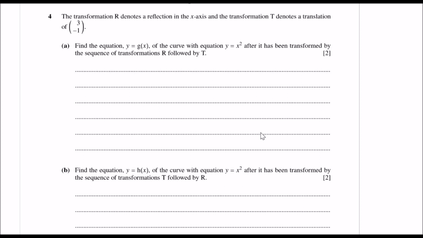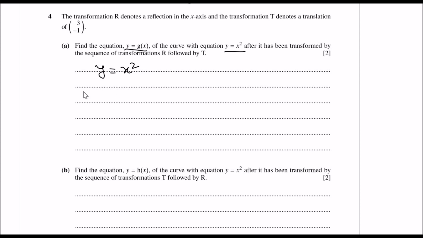So first, R means reflect. So first you have to reflect and then you have to translate. So what will be the final equation that we have to find out? So let's solve it. So what we will do, y equal to, we have x square. This is the original function given, because y equal to g(x) and y equal to x square. So here y equal to x square, right?